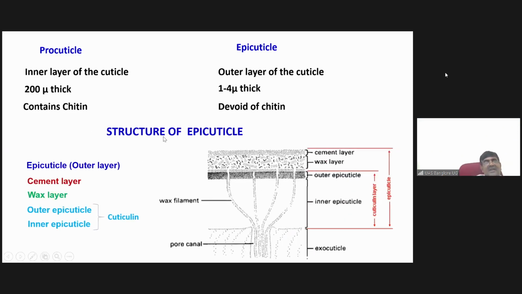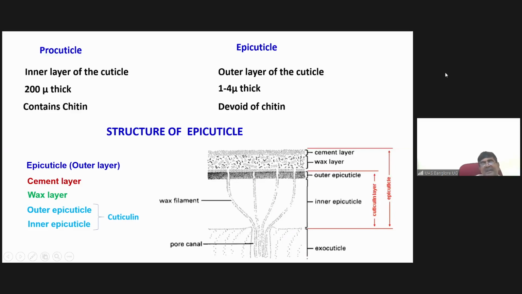First we'll take up the outer layer, that is the epicuticle. If you see in the diagram, the region starting from here and moving upwards is called the epicuticle. The epicuticle can be divided into four sublayers.